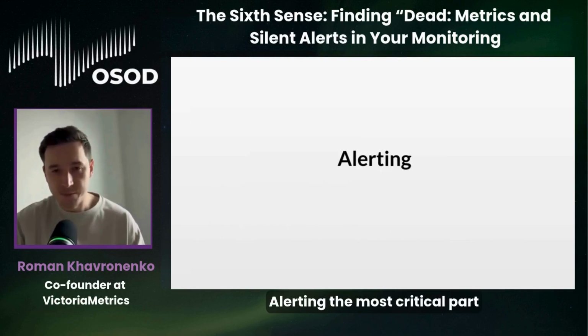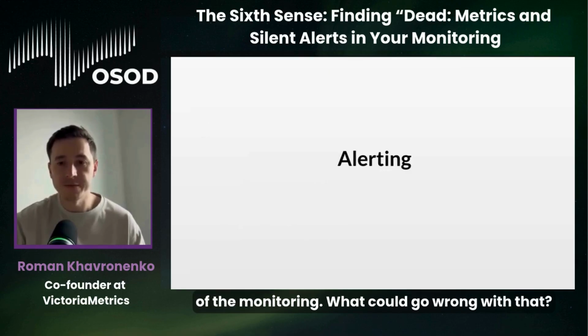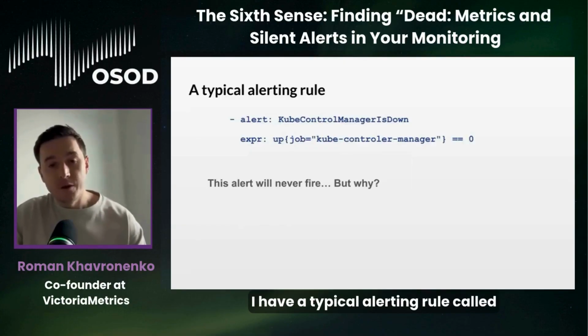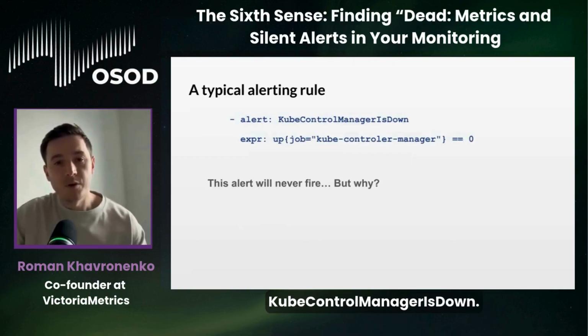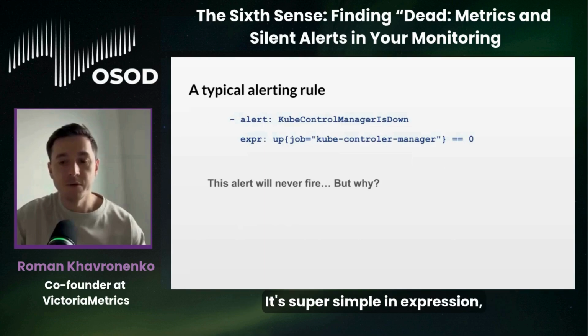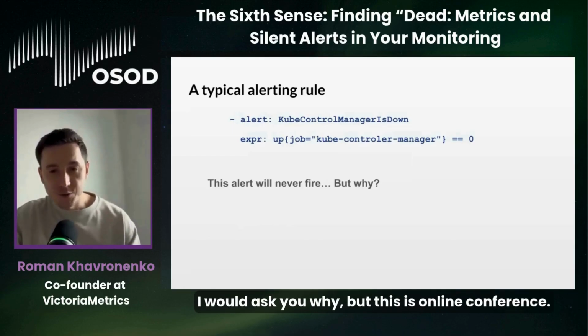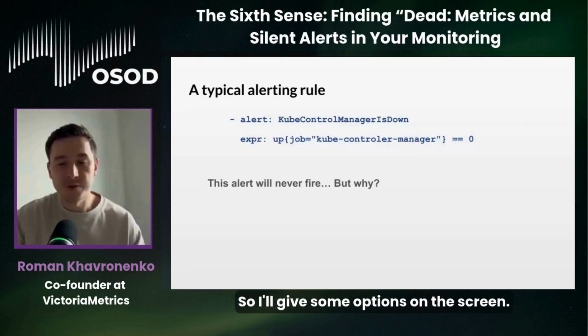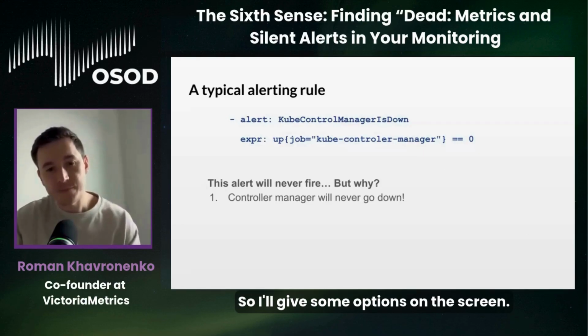Okay, alerting, the most critical part of monitoring. What could go wrong with that? Here on the screen, I have a typical alerting rule called kube control manager is down. It will notify me if kube control manager goes down. It's super simple in expression, but this alert will never fire. I would ask you why, but this is an online conference, so you won't be able to answer. So I'll give some options on the screen.